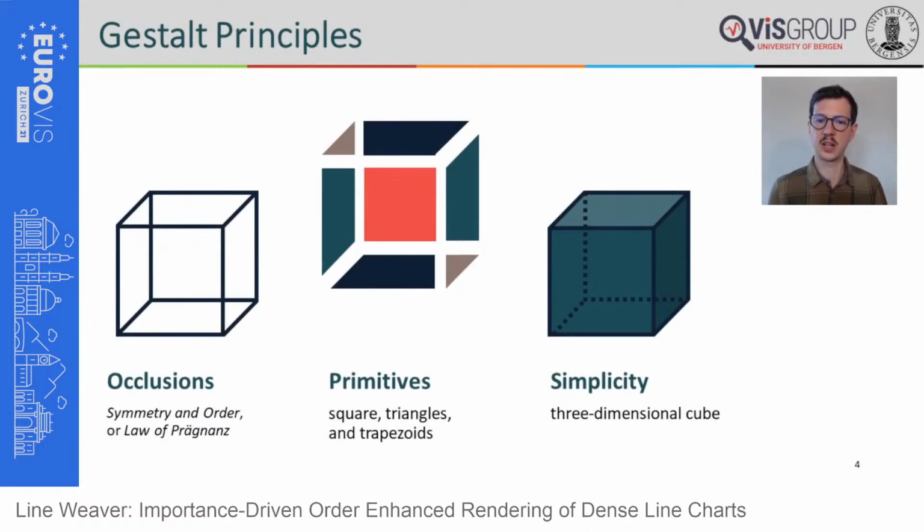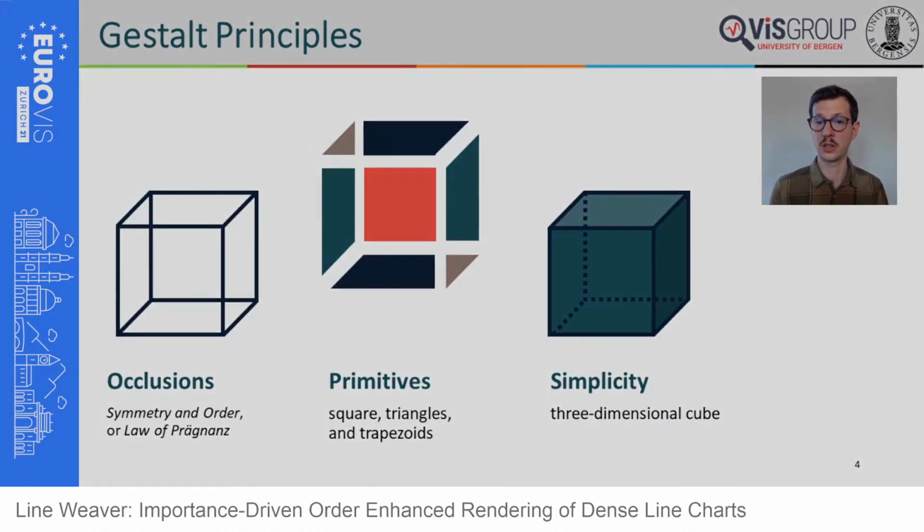As indicated by the Gestalt principles, rendering order and the resulting occlusion relationship among graphical elements can have a significant impact on their perception. For example, when looking at the wireframe representation of a cube, where only the edges connecting the corner points are visible, our brain will not emphasize the individual primitives, such as triangles, rectangles, or trapezoids that arise from intersections, but instead it will tend to recognize the three-dimensional cube due to the implicitly derived order of the lines. Knowing that, how can we now apply these insights to line charts?